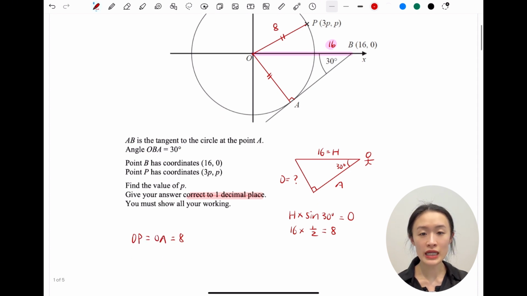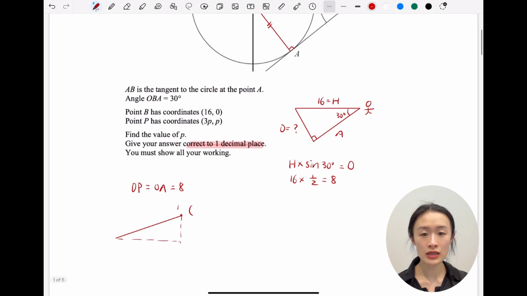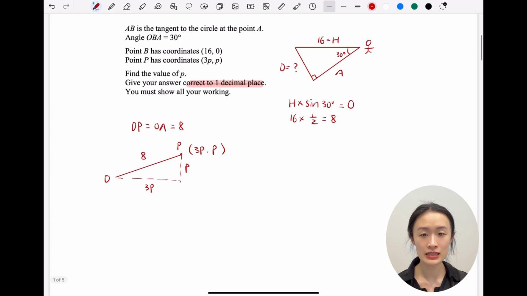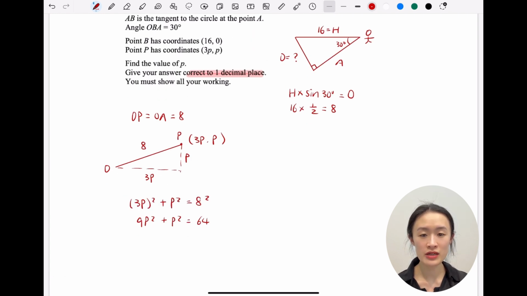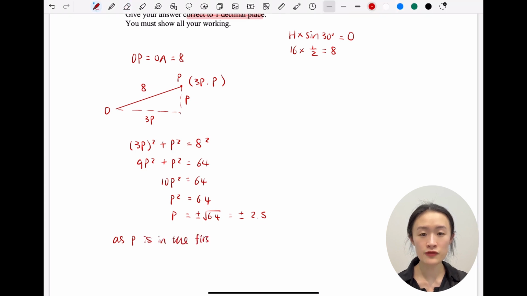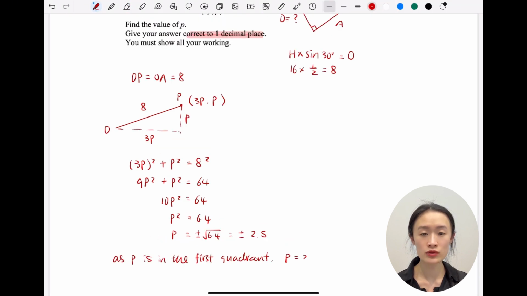From OP, we can see that there is also a right-angled triangle. The horizontal distance is 3p, vertical distance is p, and the hypotenuse is 8. So here we can use Pythagoras theorem to work out the value of p. And then because we know this point is in the first quadrant, therefore p is greater than 0. Therefore p is 2.5 rounded to 1 decimal place.